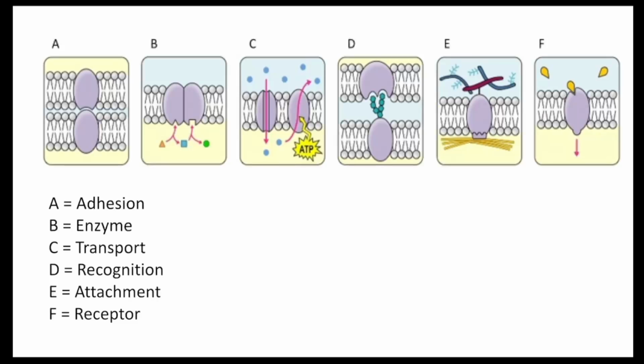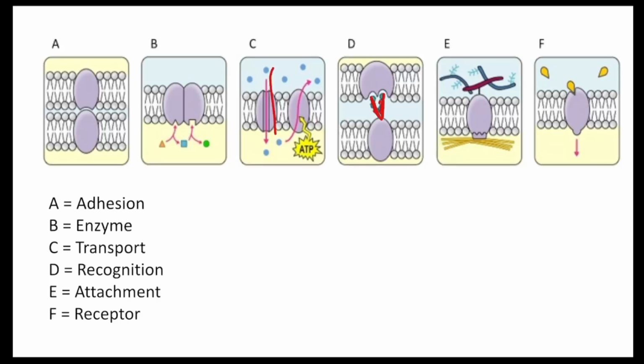All right, let's see how we did. A, you see two cells connecting, adhesion. B, it looks like they're breaking down some type of molecules, so that could be an enzyme. C, they're moving things across the membrane, so it could be transport. D, it looks like the two cells are interacting in the sense that some type of molecule is being recognized. So D could be recognition.